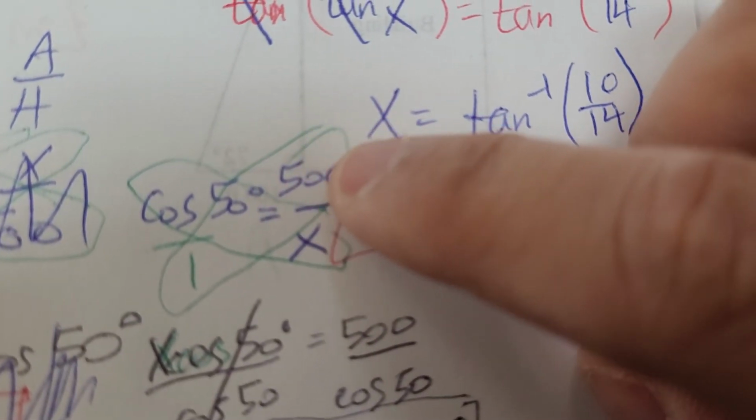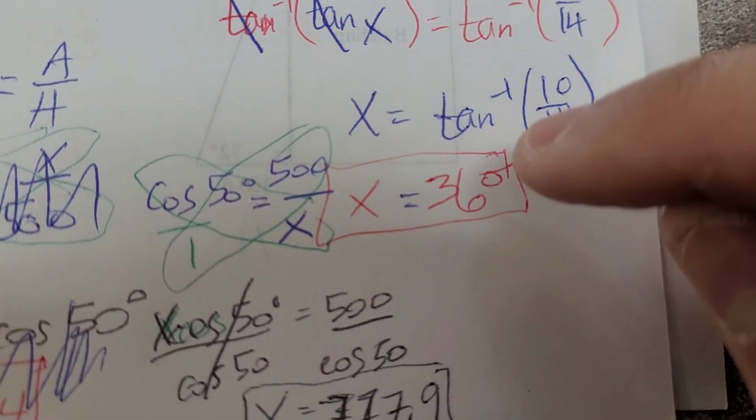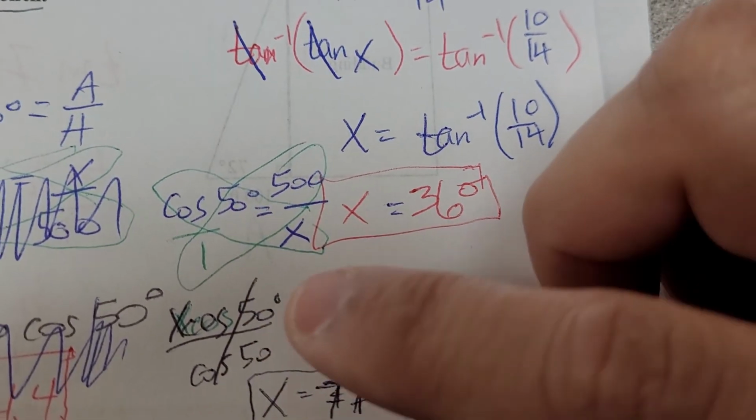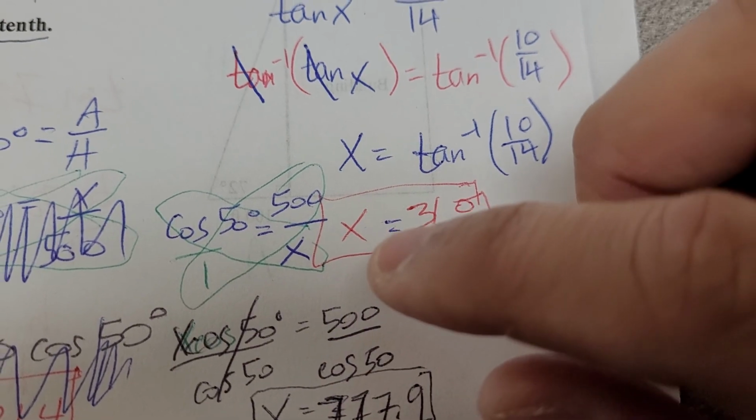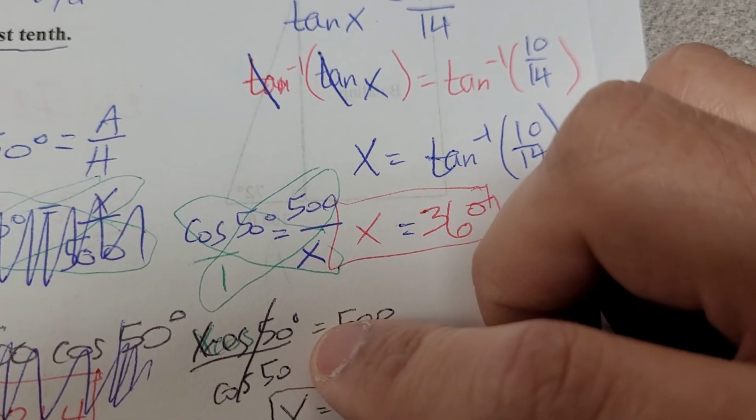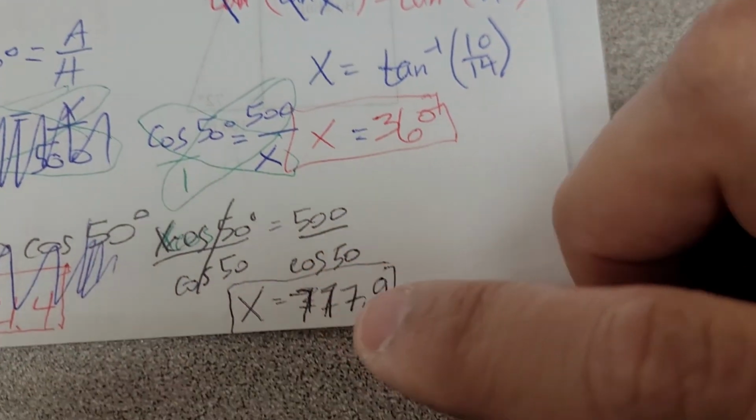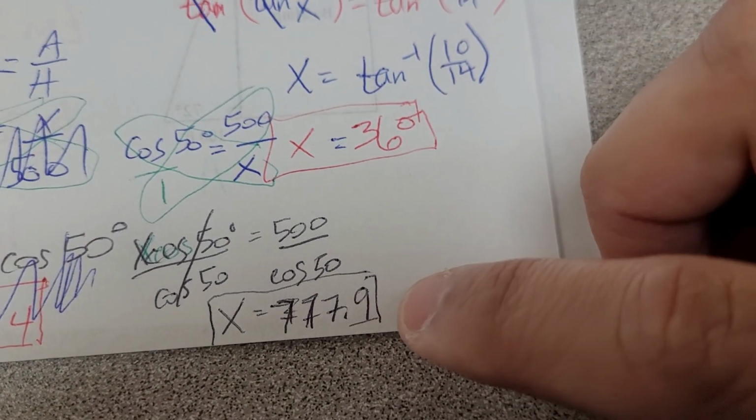And then from there, we're just going to put this over 1, cross multiply. It's going to be x cosine 50 equals 500. Remember, cosine 50 is just a number. Divide that on both sides. X equals 500 over cosine 50, which will be 777.9.